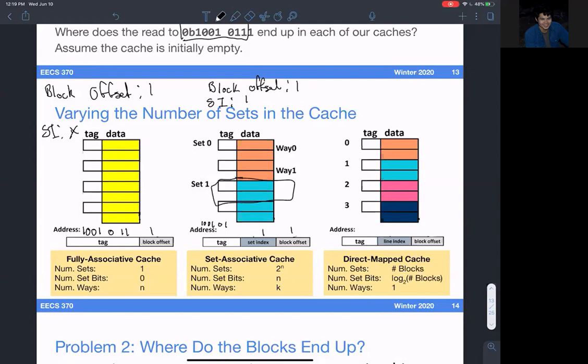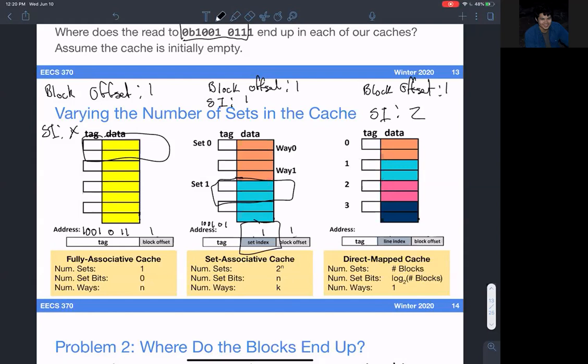So like we kind of learned from the last time, the area inside the set is kind of arbitrary, but the actual set matters because of the set index. So we could choose way 0 or way 1 in set 1. It's just arbitrary. Now for the final question, our block offset we know is 1. What's our set index for this question? Yeah, so this time, since we have 4 sets, we'd have a set index that takes 2 bits, or I guess line index in this case.